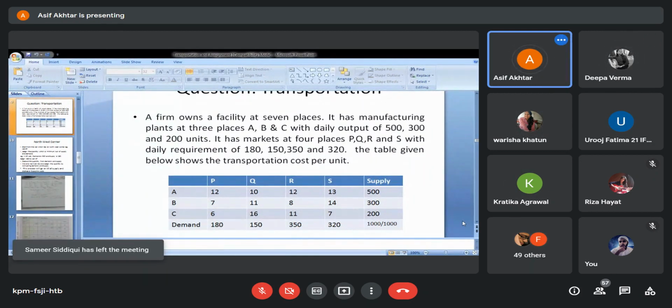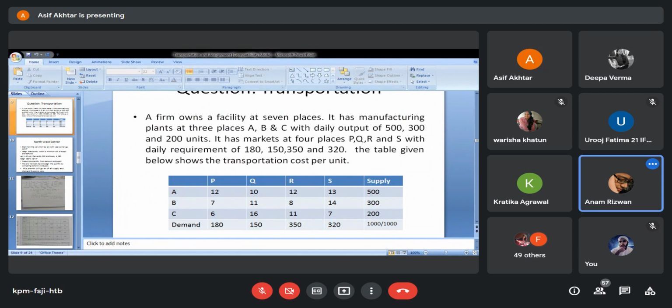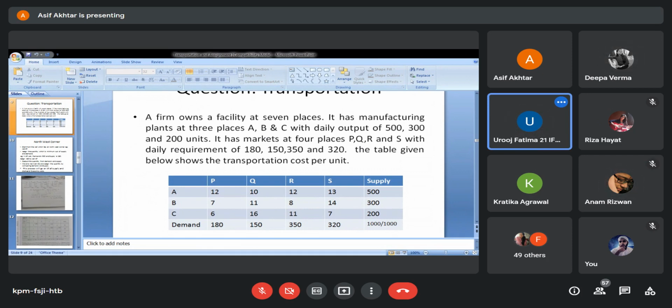So this is what we have. Now, after this, move to the next cell. What is the logic of moving to the next cell? The next minimum cell, 7. Now, which cells have the cost of 7? BP and CS. Yes, we have two cells, BP and CS.